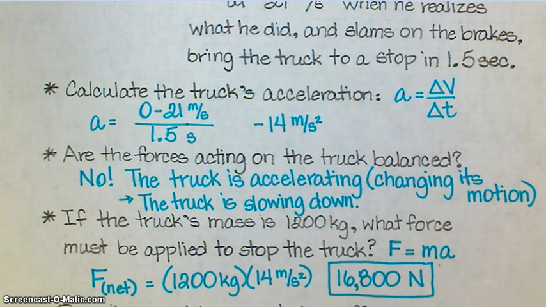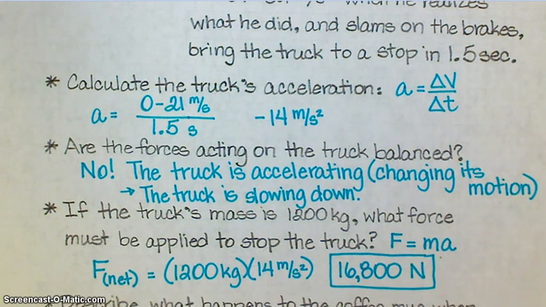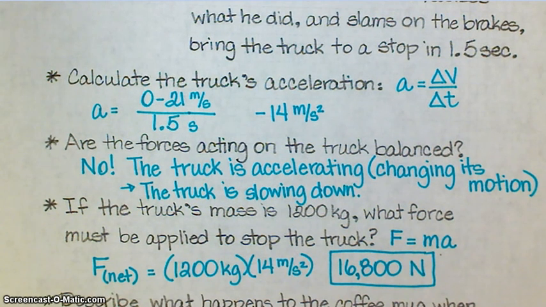Then it asks to describe what happens to the coffee mug when Bubba slams on the brakes. Well, the brakes stop the truck, but there's nothing attaching to the coffee mug that's going to cause the coffee mug to stop as well. So the brakes will stop the truck, but the coffee mug is going to keep going.